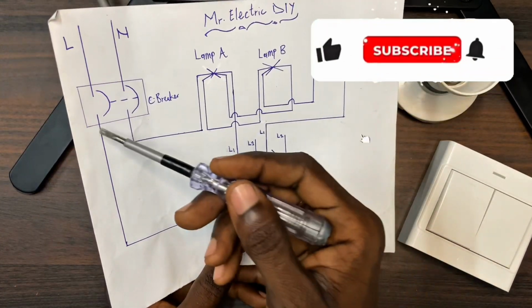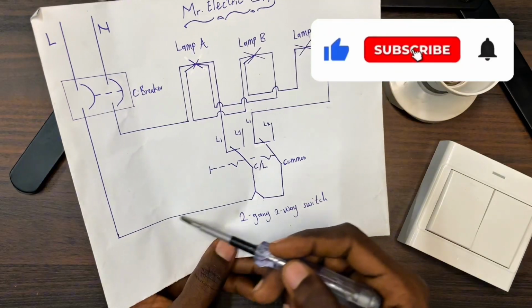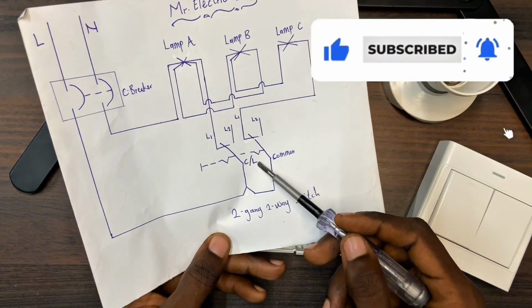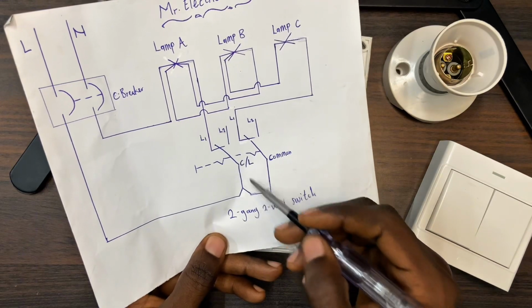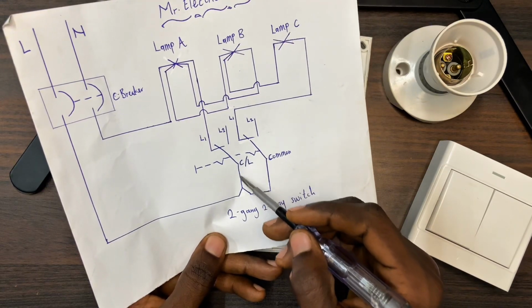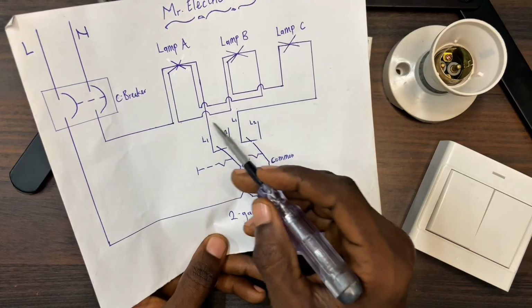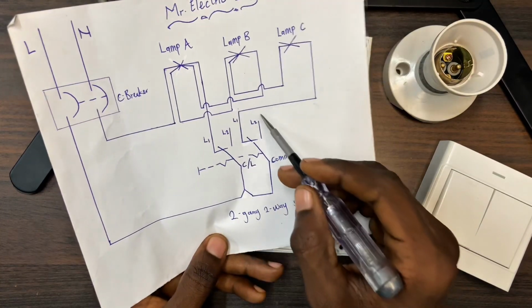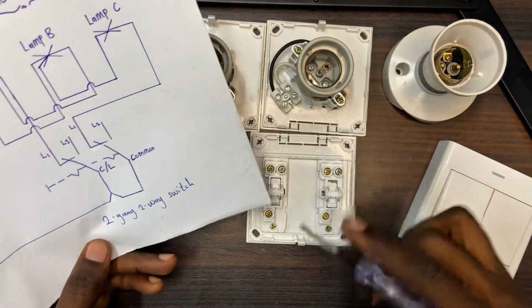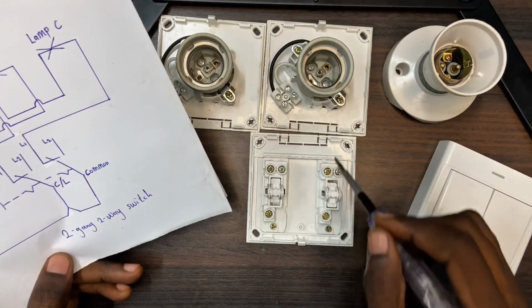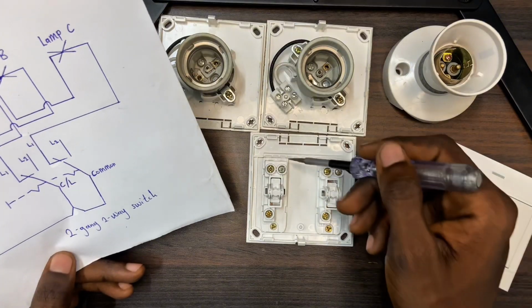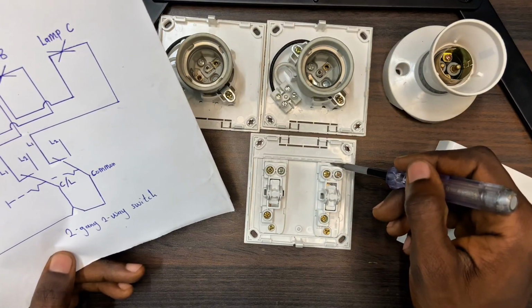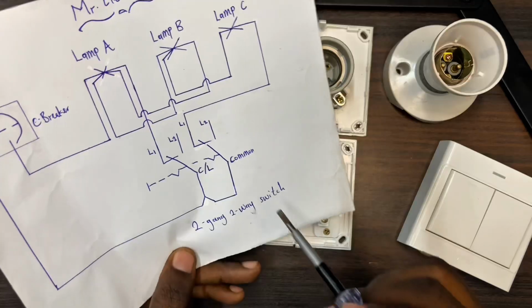We have the live coming all the way from the circuit breaker to the common or the L. That is live. And then I used a jumper to loop the live from the L to this side of the switch. This is one side, and this is also one side. So in order for this side to work, I have to loop the live from this side to this side. That is what I've done in the wiring diagram.